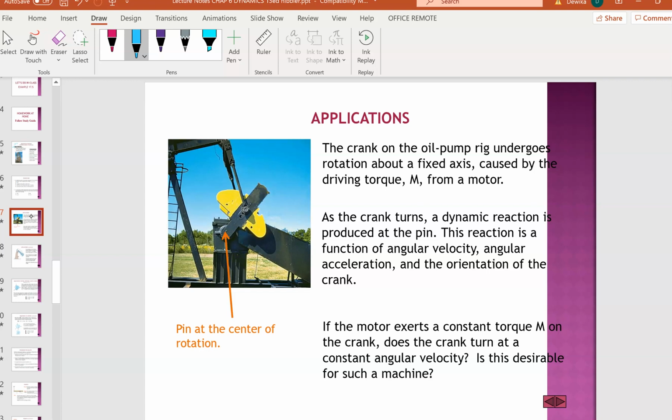One of them is the crank of an oil pump, which undergoes rotation about a fixed axis caused by the driving torque from the motor. If you see this, the pin center here is actually rotating. As the crank turns, a dynamic reaction is produced by the pin. This reaction is a function of angular velocity and angular acceleration.